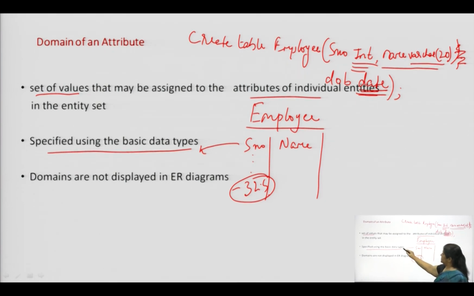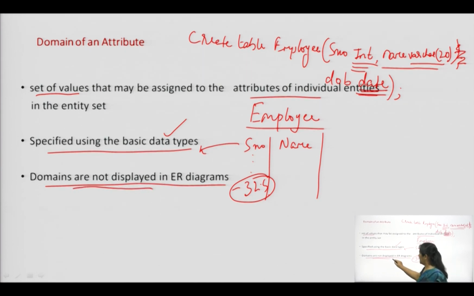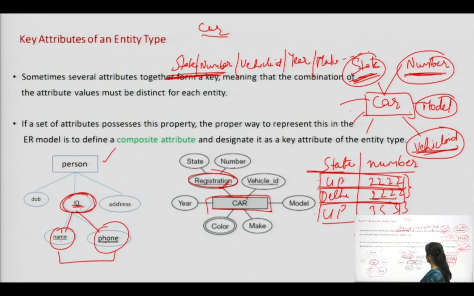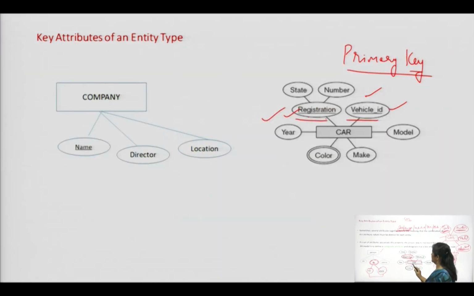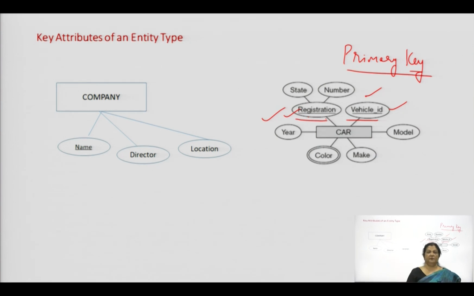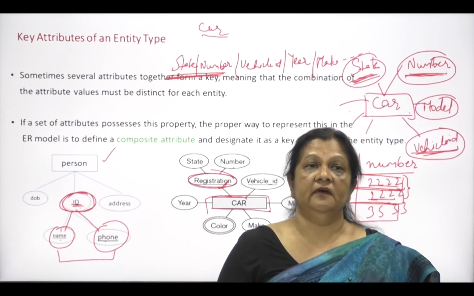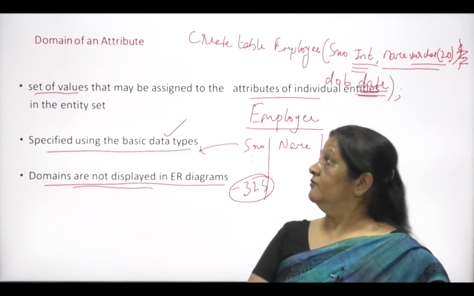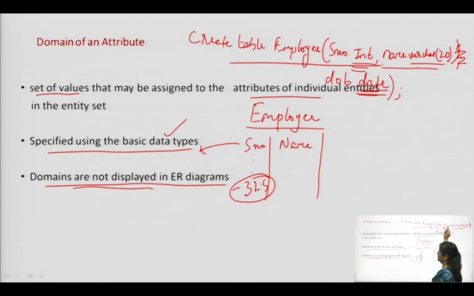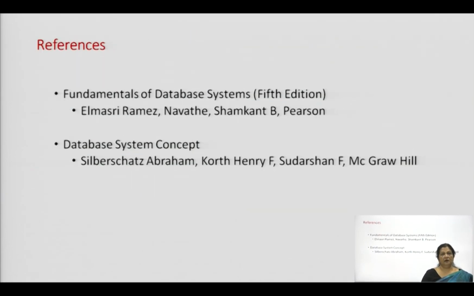So, they will always be specified using the basic data types, but the domains are not displayed in the ER diagram. We have drawn some simple ER diagrams, but we have never displayed the domains in our ER diagram. These will be given only when the database is defined, like we have given the domain over here in this definition of the database. This is all in this lecture.